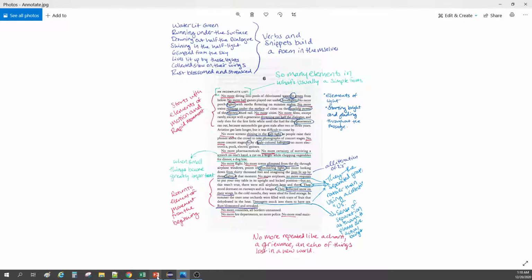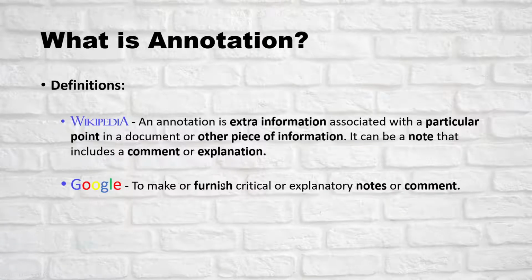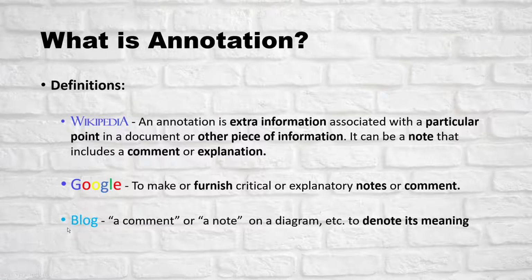Okay, so let's go back to the slide, and we have one more definition from a blog: a comment or note on a diagram, etc., to denote its meaning. So we saw that the person has written some extra information, right? He has added information to that particular text. In order to add some meaning to it, we use a comment or note, and that is called annotation. Those pieces of information that we add to anything that we are reading or understanding are called annotation.